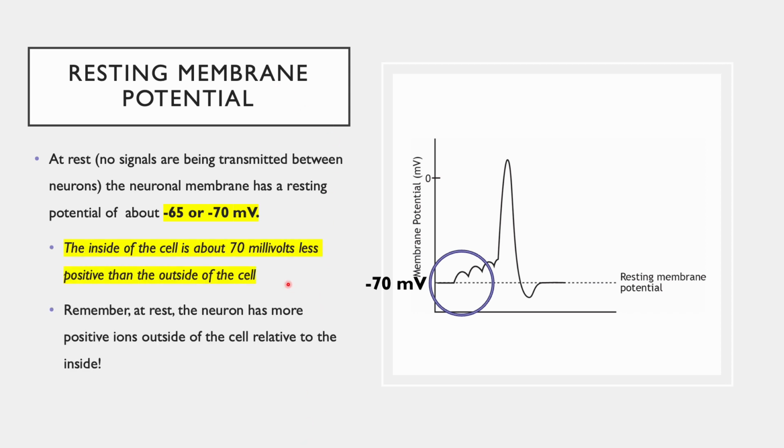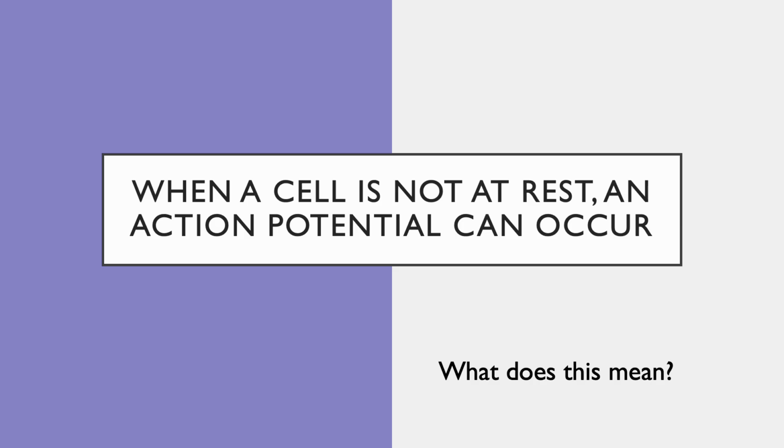So this essentially means that the inside of the cell is 70 millivolts less positive than the outside of the neuron. And remember, at rest, the neuron has more potassium inside relative to the outside. When a cell is not at rest, an action potential, also known as a nerve impulse, can occur. So what exactly does this mean?